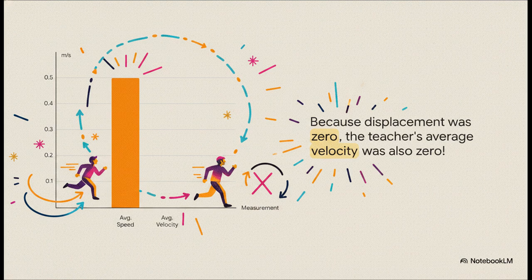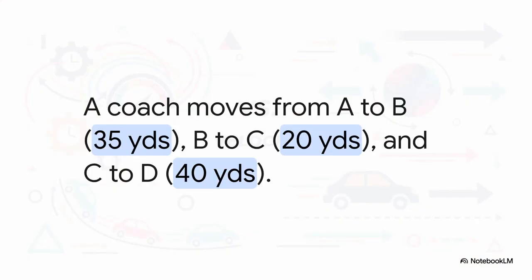And 0 divided by anything is 0. So even though they were constantly moving, their average velocity for the whole trip was 0, because from start to finish, they didn't actually go anywhere. Wild, right? Okay, let's try another one.